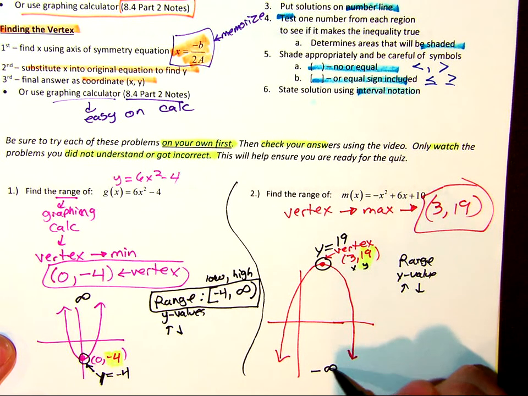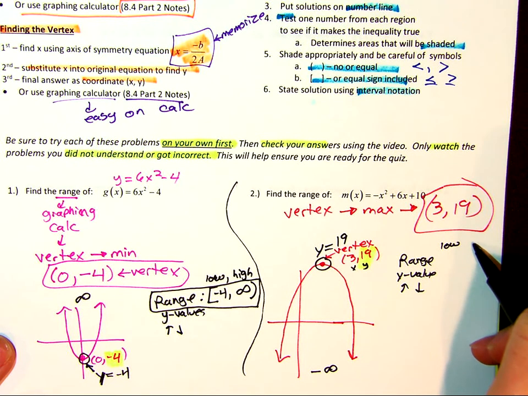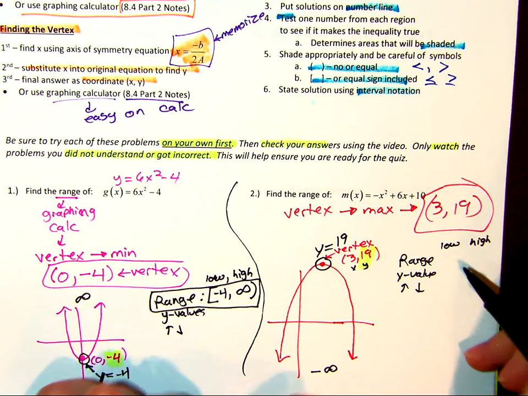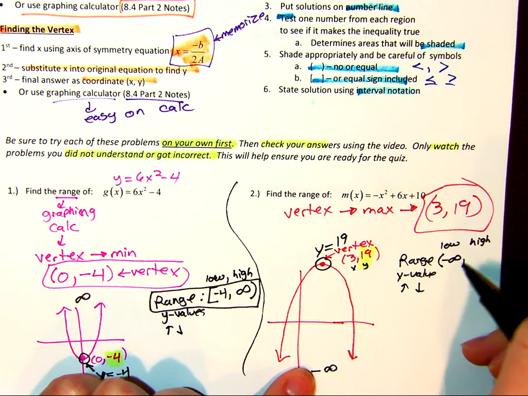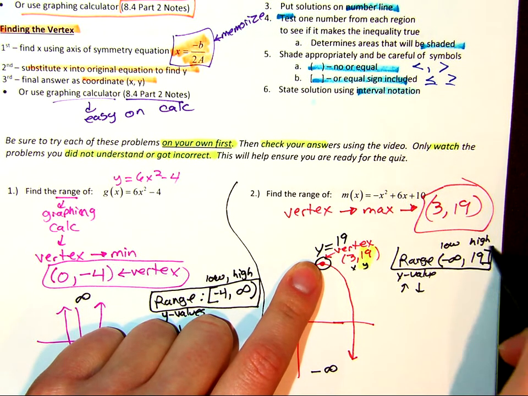And remember, when we do range or domain, it should always be the smallest number first and the highest number second. So the lowest thing is -infinity. My highest thing is 19. The number gets the square bracket because it's part of the graph.